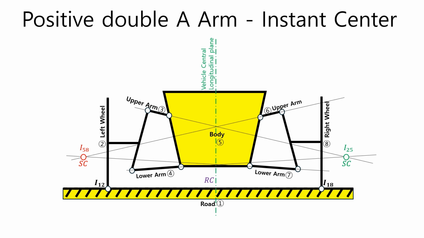Finally, we connect the instant center I12 and instant center I25 with straight lines, and we connect the instant center I18 and instant center I58 with straight lines, and we find the instant center I15, which is the intersection of these straight lines. This point is the roll center.